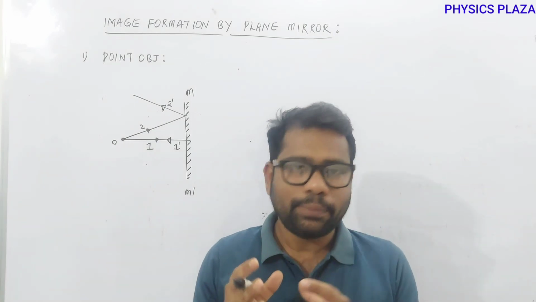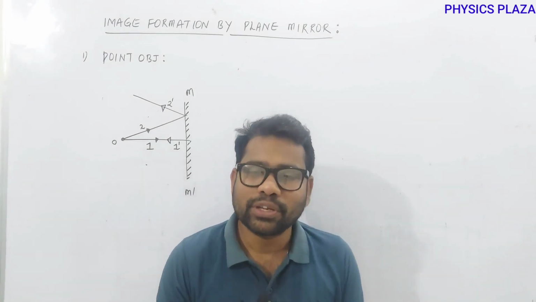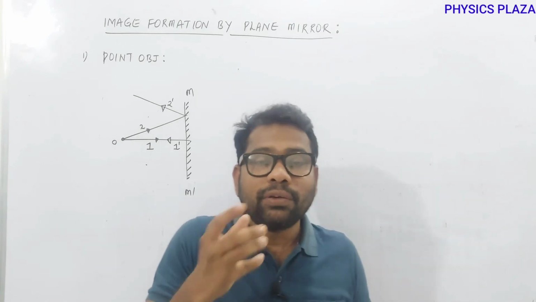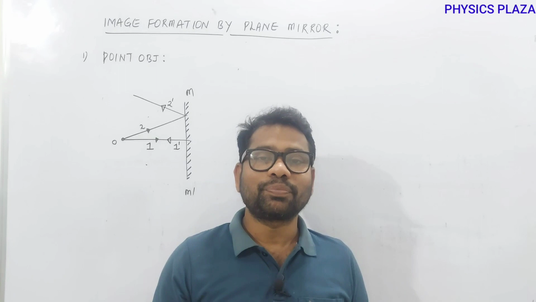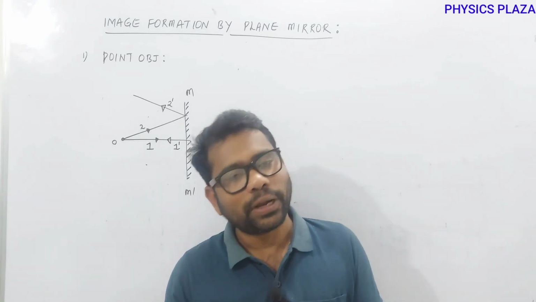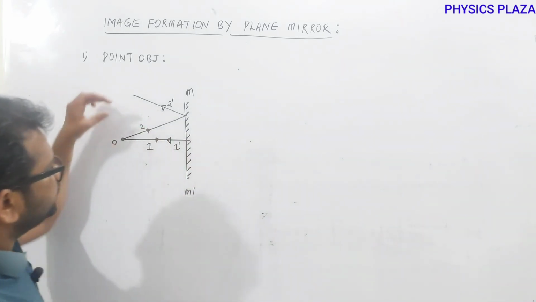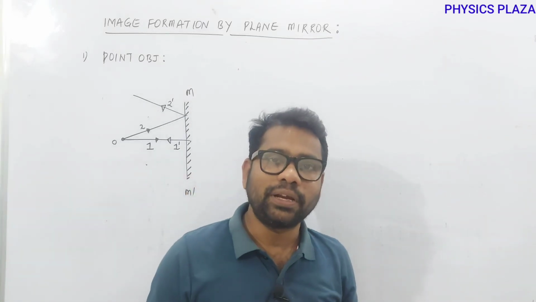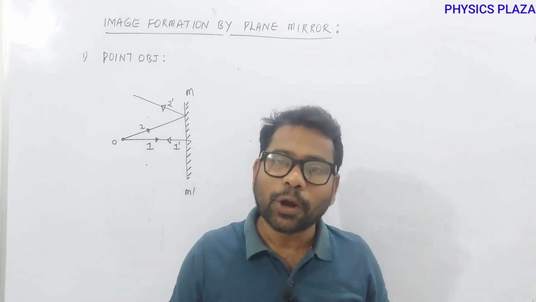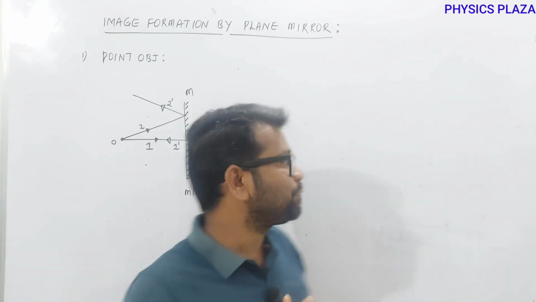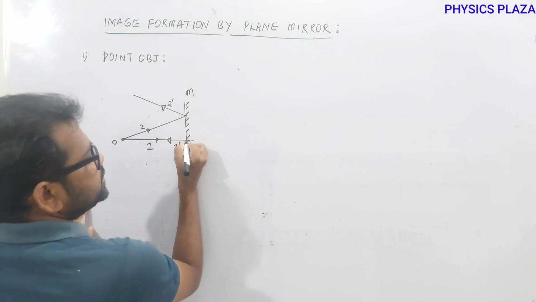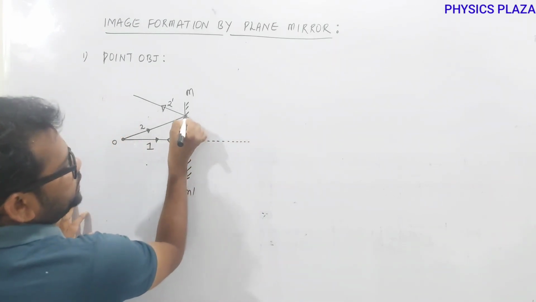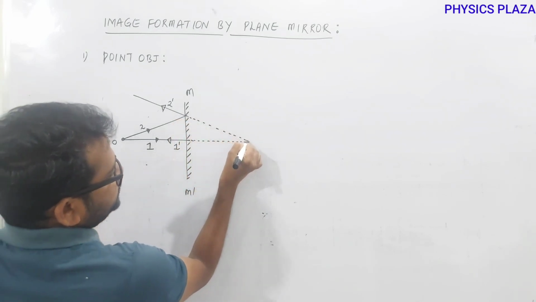Children, in order to get an image, what is an image here? The point where reflected light rays will meet or appear to meet is called an image. Children, if you can see here, is there any chance for these two reflected light rays to meet? No chance, they cannot meet. Whenever the reflected light rays are not meeting, we have to extend them back. So this light ray is extended back. This is the first reflected ray extended back, and here is the second reflected light ray extended back.